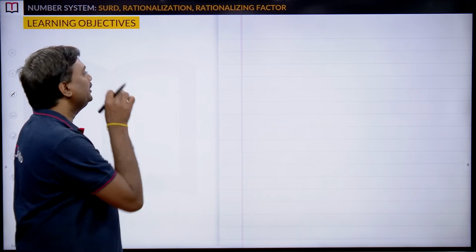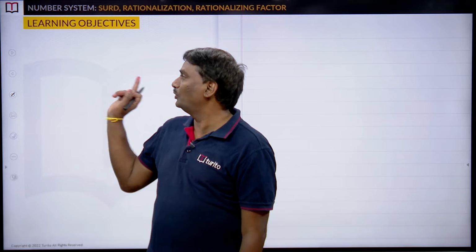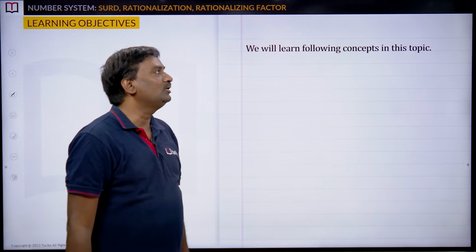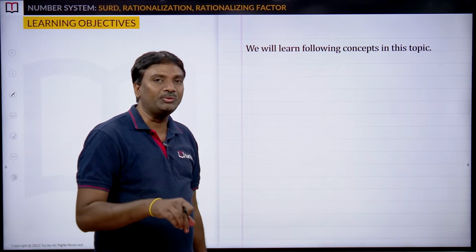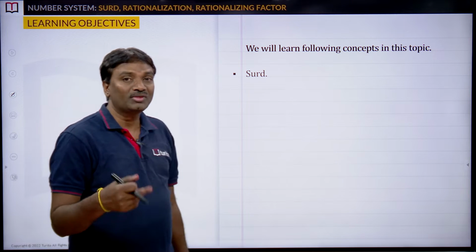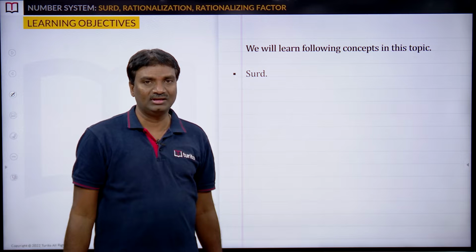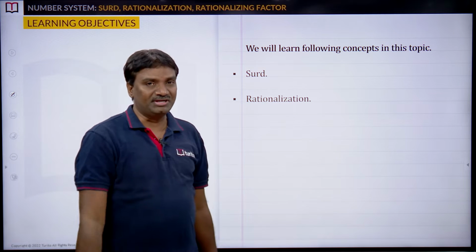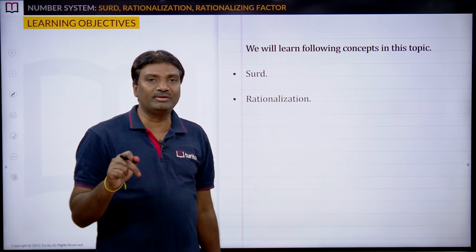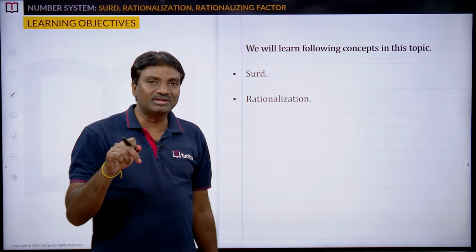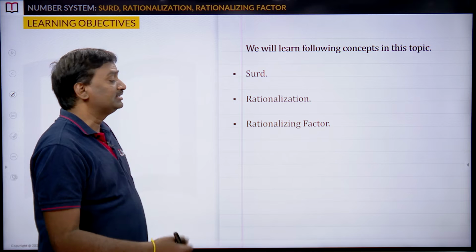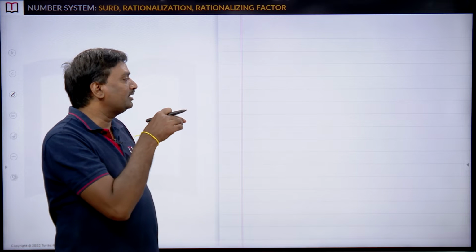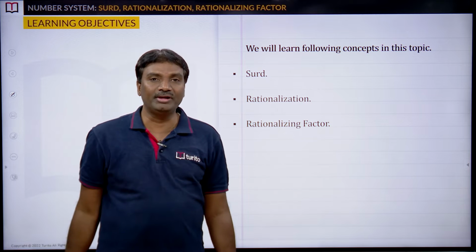Now, what we are going to discuss today, that is known as learning objectives. We will learn the following concepts in this topic. In today's class we are going to discuss what is a surd. How can we say one number is a surd? Next, rationalization. After discussing the definition of surd, how can we rationalize the given number? Next, rationalizing factor. We are going to discuss these 3 concepts in today's class.